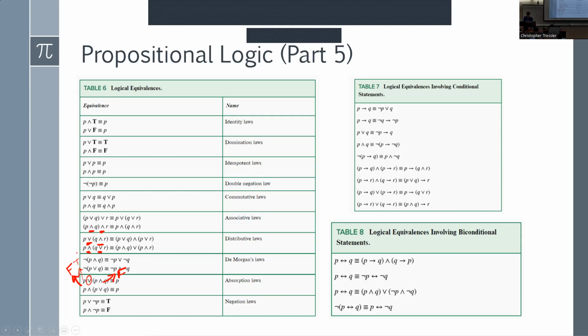So hopefully that helps you guys. So then we have a ton of logical equivalences. I'm not going to go through every single one of these because it takes so long.